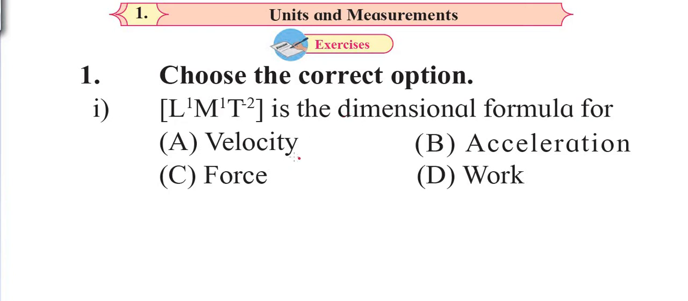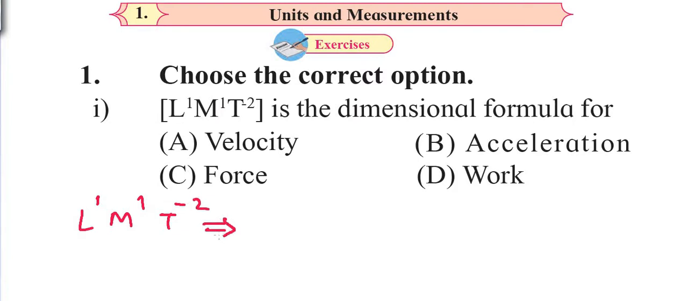Units and measurements. Exercise. Question 1. Choose the correct option. L raised to 1, M raised to 1, T raised to minus 2 is the dimension formula for. Now, let us write the dimensions. L raised to 1, M raised to 1, T raised to minus 2.